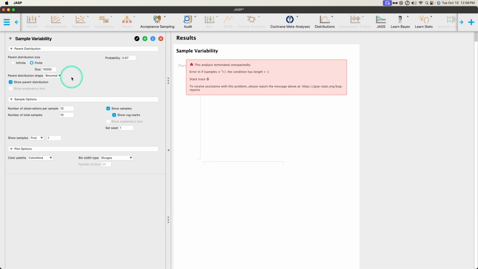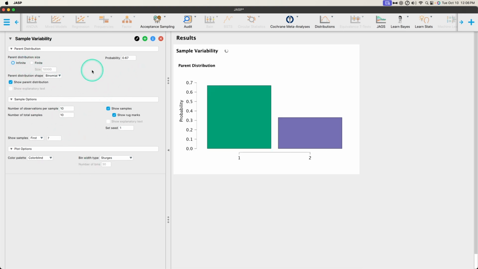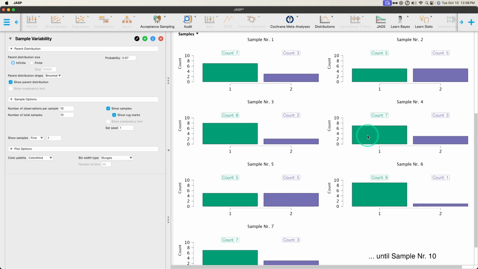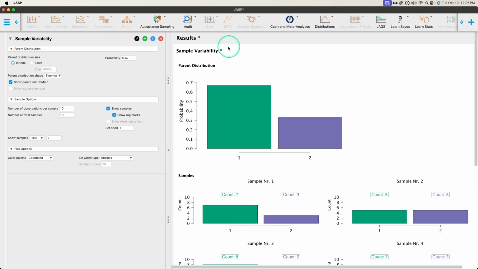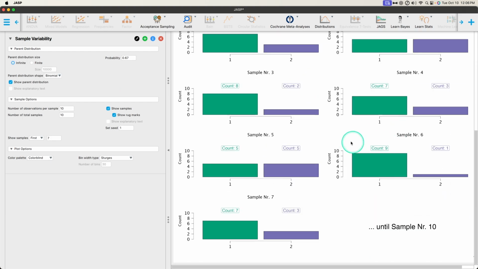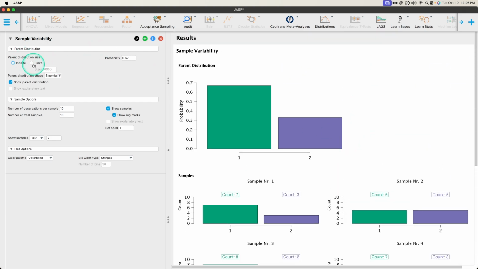Well, I just tried to mess around with it a little bit. Again, infinite seems to work, obviously. This is the added benefit of the sample variability: the binomial distribution is not in the central limit theorem, so this would be an added benefit as well. And then when they get the finite going. So that is the sample variability function within the Learn Stats module.